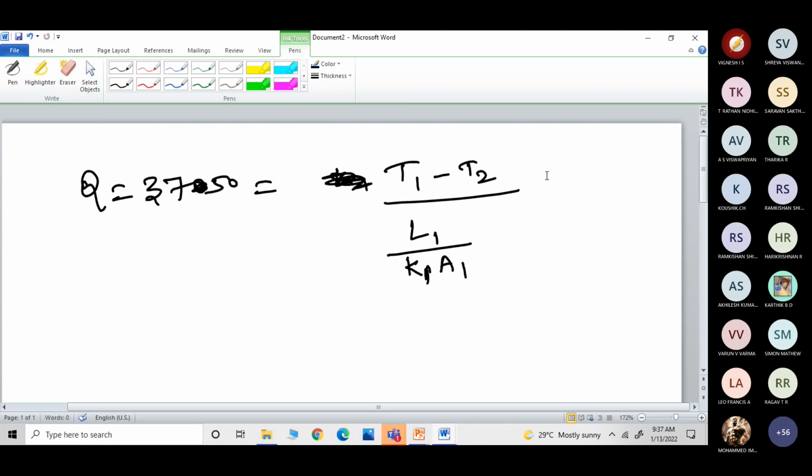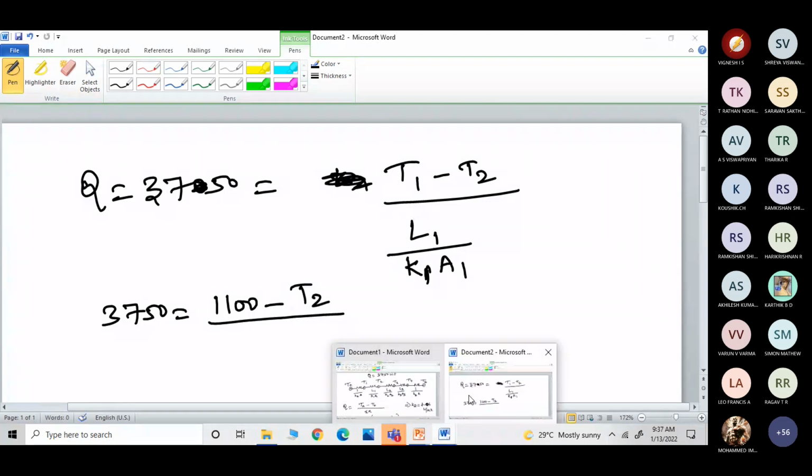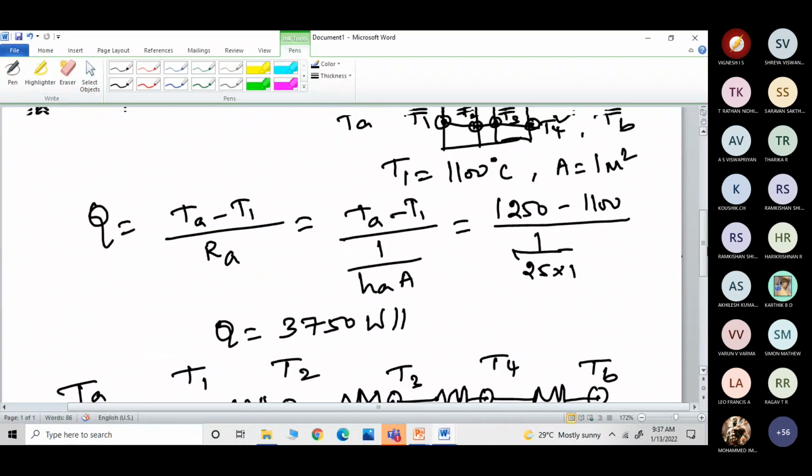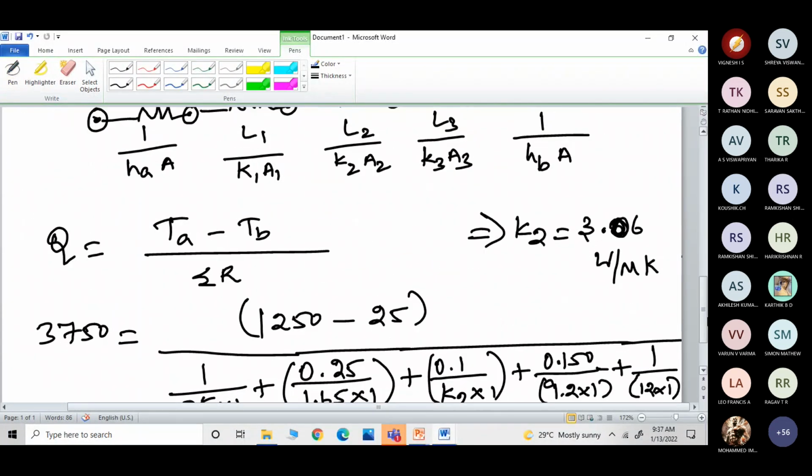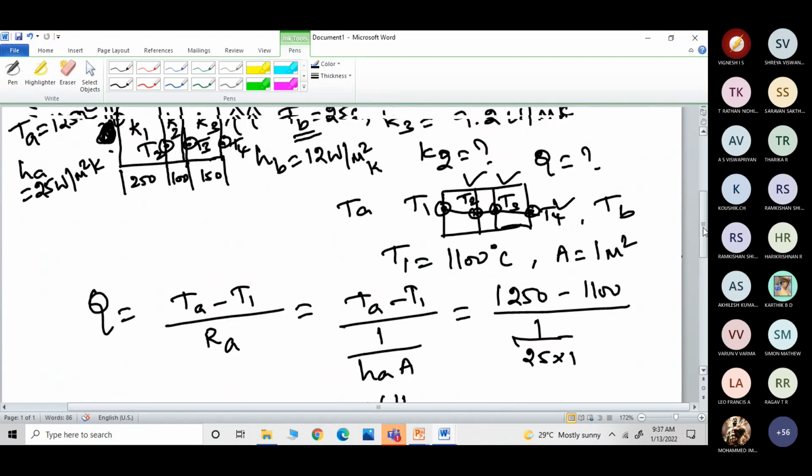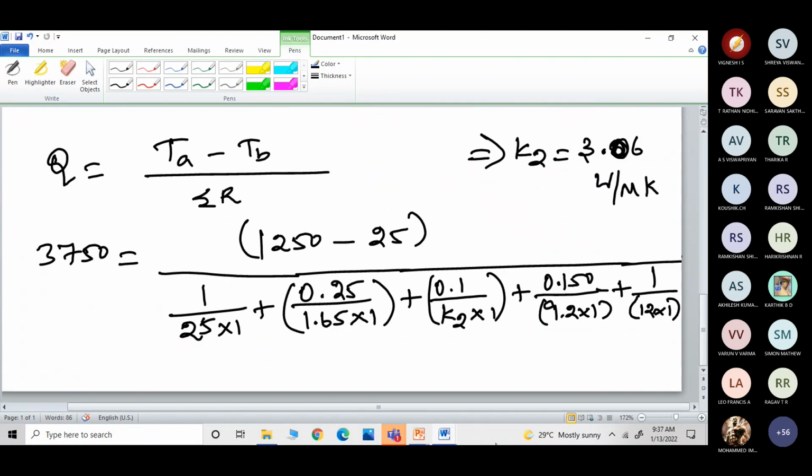So now substituting it, 3750 is equal to T1, which is 1100 degrees C, minus T2, divided by L1. What is L1? It is the thickness of the first layer, 250 mm, and the thermal conductivity is 1.65. Am I correct?